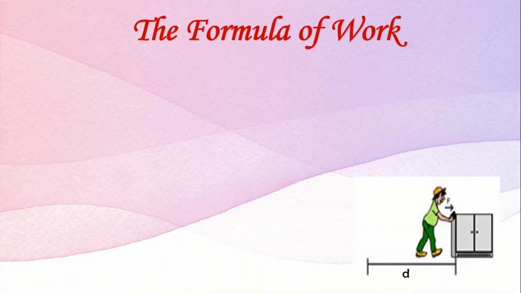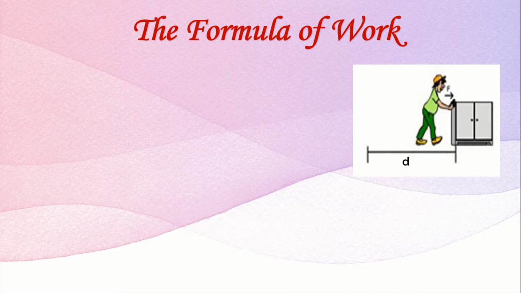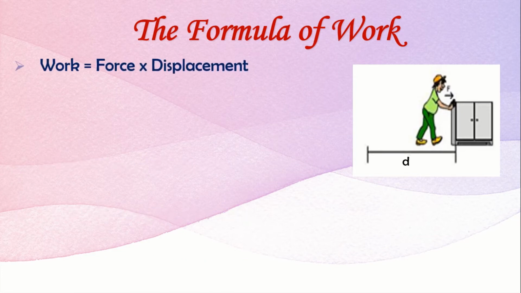The formula of work, look at the picture. The man pushes the table from one position to another position with force F. The man is doing work. Work equals force times displacement. Force is a vector quantity. A vector quantity is a quantity that has magnitude and direction. Displacement is a vector quantity too, but work is a scalar quantity. A scalar quantity is a quantity that has only magnitude without direction.